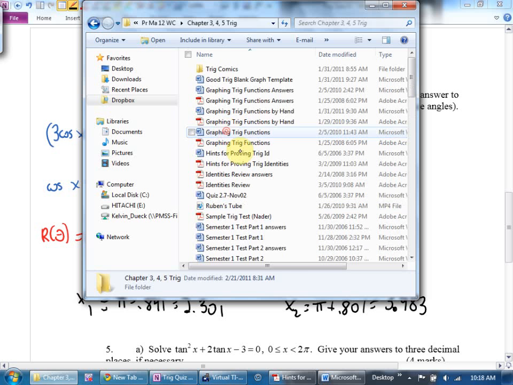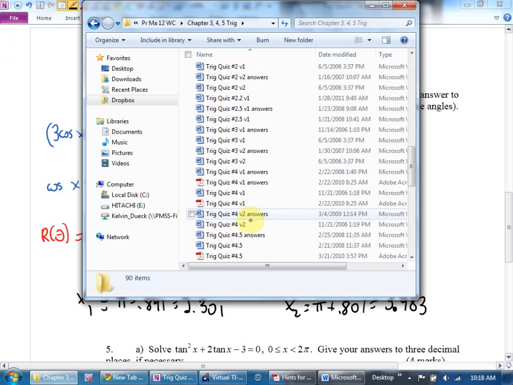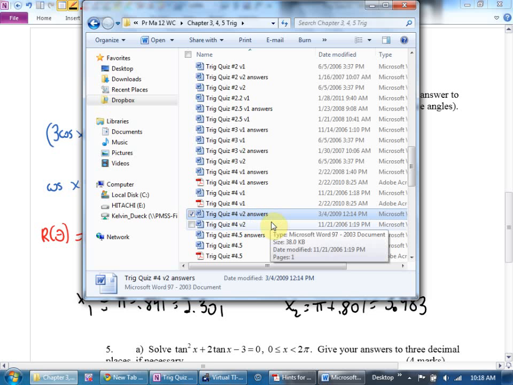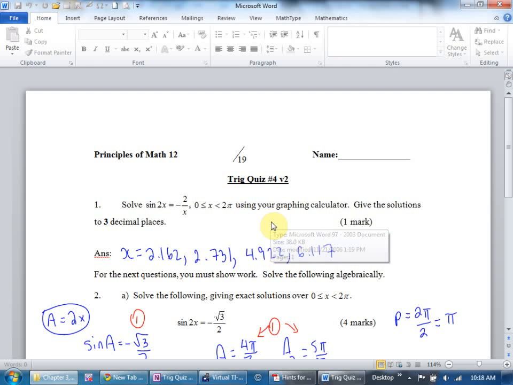Quiz 4, version 2, answers. Come on. Not that hard, computer. You can do it. There you go.